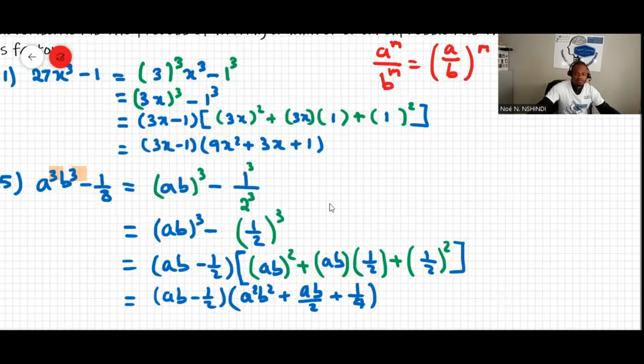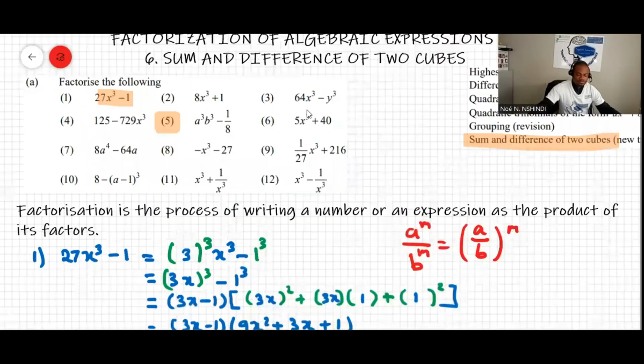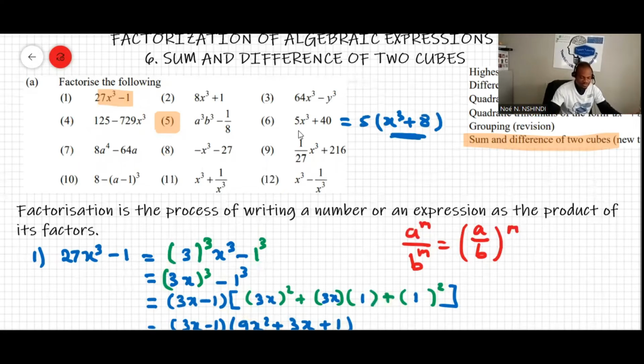Now we can do question 6 in a similar way. There we can first take 5 as a common factor, and then give x cubed plus 8, and then over here we can apply the sum of 2 cubes.